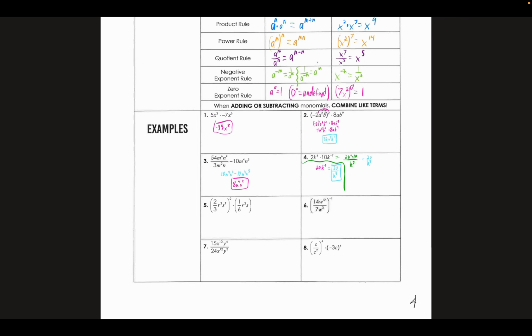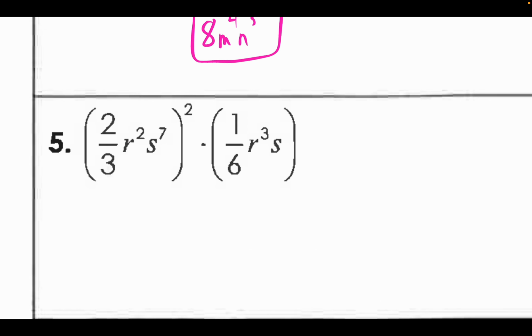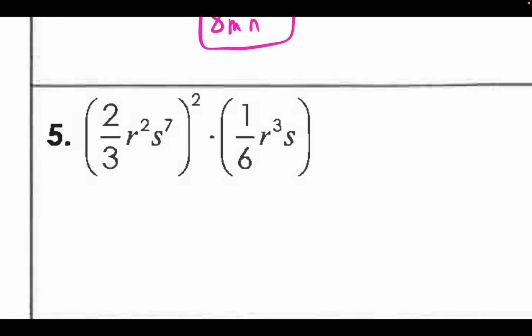Number 5. Here we have this 2 outside this parenthesis, which comes before multiplication. And so I multiply this 2 to everything inside, to every exponent inside, I should say. And so 2/3 is currently raised to the first power. So this becomes 2 over 3 squared, r to the 4th, and s to the 14th, times 1/6 r to the 3rd s.